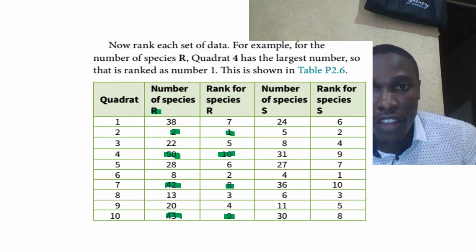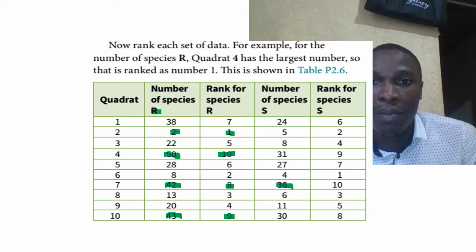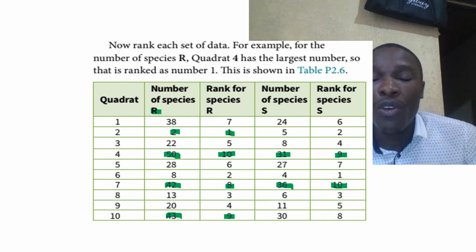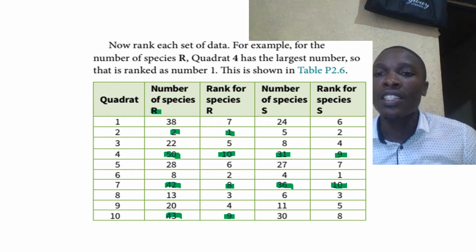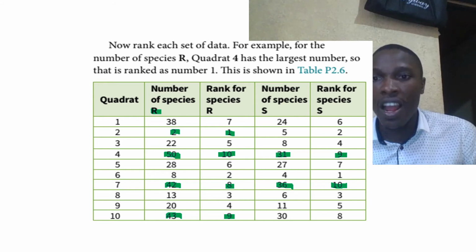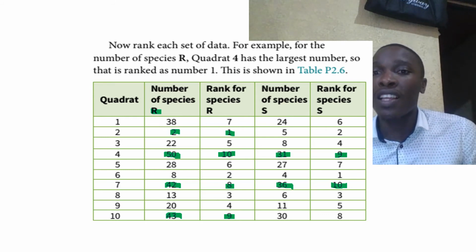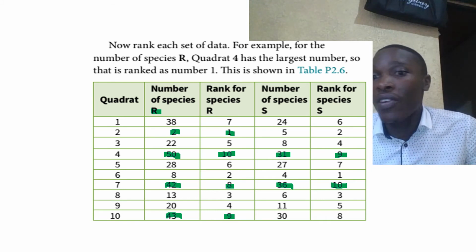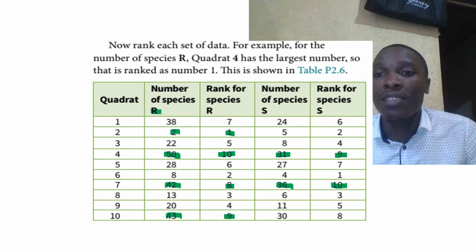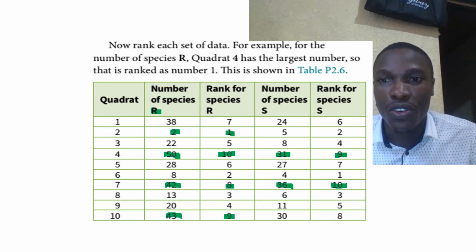Now we come to species S. It was quadrat number 7 which had the greatest number of species of S. It had 36, so we rank it number 10. When we check, quadrat number 4 had 31, so we rank it number 9. So the rank tells us which quadrat has the greatest number of species and which quadrat has the least number of species. The lower the rank, the fewer the organisms that were present. The higher the rank, the greater the number of organisms that were present in the quadrat. I guess you understand what I'm talking about.